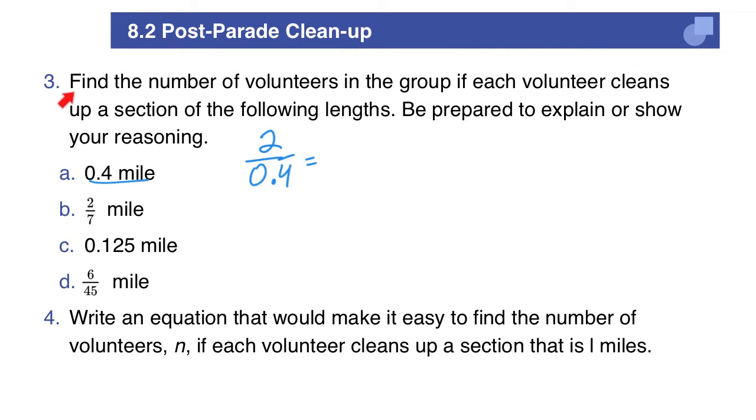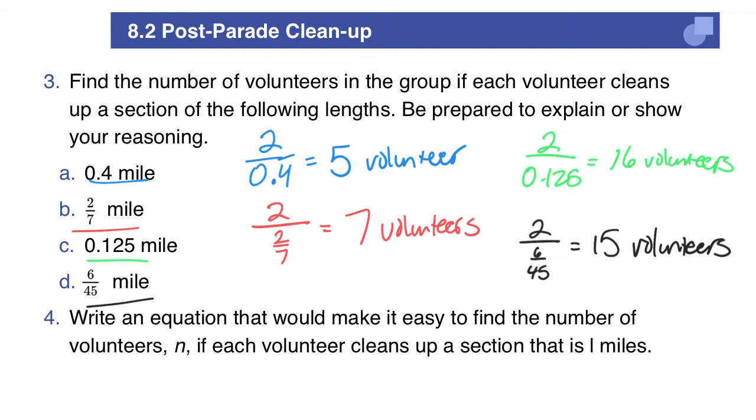In number 3, we have the same problem, 2 miles that they're cleaning, except now they're telling us how much each person is cleaning. So if you have 2 miles and they're each cleaning 0.4 miles, that means you would have had 5 volunteers to clean up that amount. Again, I've color-coded my work over here so you can see how many volunteers for B, C, and D it would take.